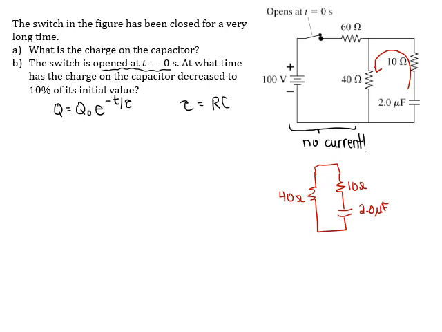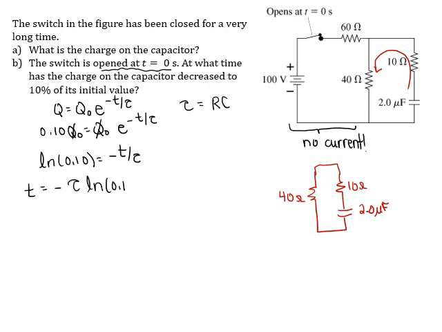Okay, so our new charge is 10% of the original charge, so it's 0.10 times Q0, where Q0 stands for the original charge that we found in part A. You could put in numbers here if you wish. I'm more of a symbols person, so I'm going to stick with symbols. I've got my Q0 can cancel on both sides. I'd like to get rid of my e, so I'll take the natural log of both sides. Natural log of 0.10 equals minus t over tau. So then I'm asking for how long, what time, so my time t is going to be minus tau times the natural log of 0.10.